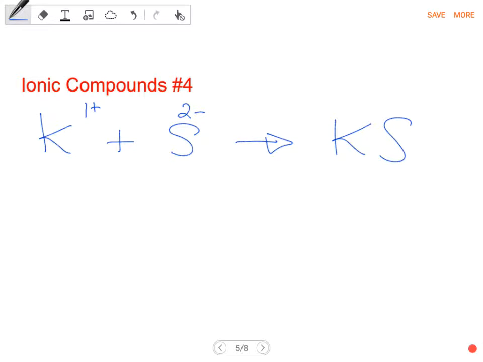Now, when they're going to come together, we have to have a balanced charge. So this is 2 negative. I better have 2 positives. So that means you put a subscript here. It means I need 2 potassiums to balance out the charge of the sulfur. And now it is ionically bonded.